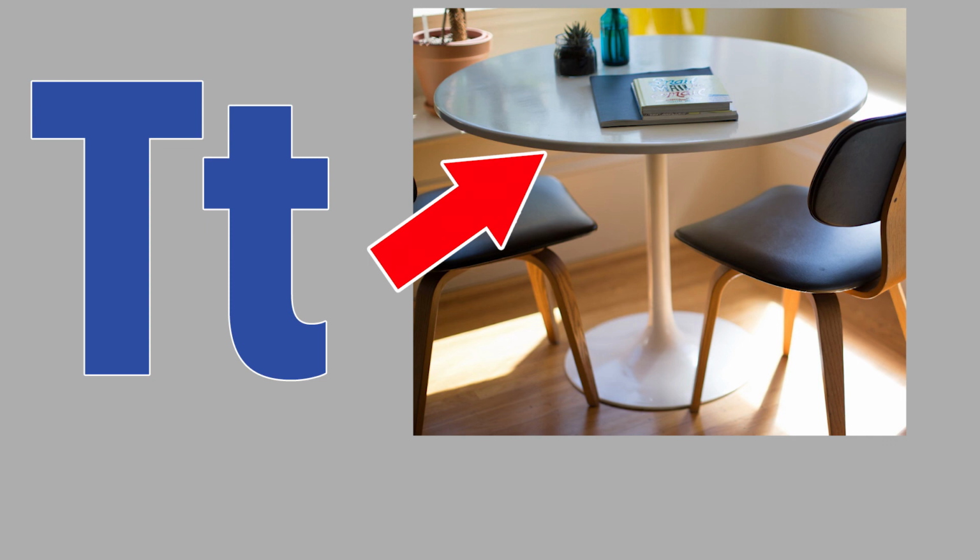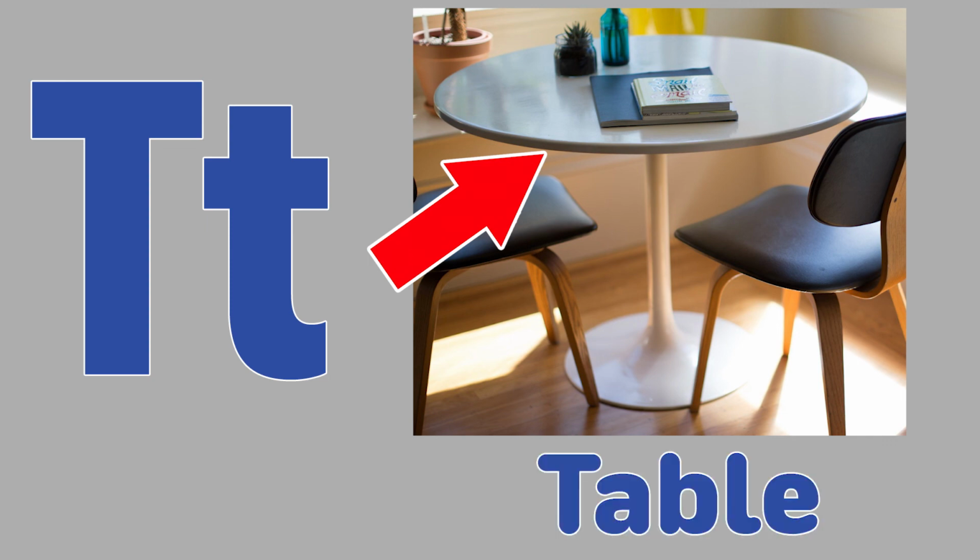What type of furniture is this called that the arrow is pointing at? It begins with the letter T. This is a table. Very good, and table begins with the letter T.